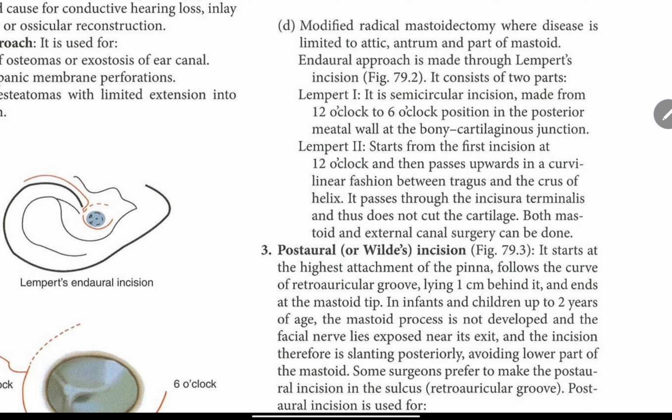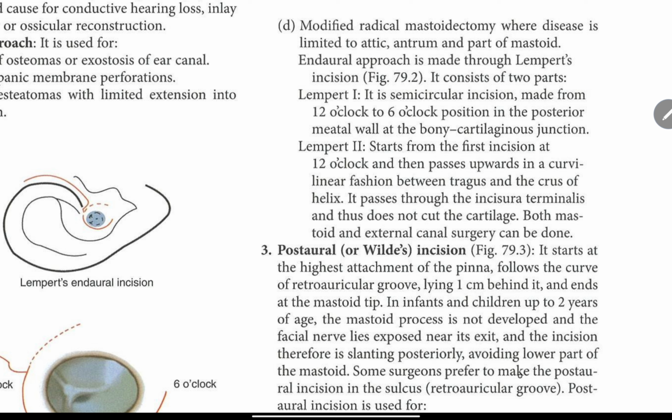3. Postaural or Wilde's incision. It starts at the highest attachment of the pinna, follows the curve of retroauricular groove lying 1 centimeter behind it, and ends at the mastoid tip. In infants and children up to 2 years of age, the mastoid process is not developed and the facial nerve lies exposed near its exit, and the incision therefore is slanting posteriorly, avoiding lower part of the mastoid.